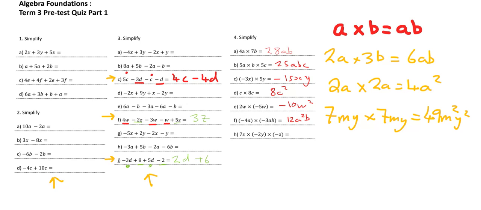And here we've got a negative multiplied by a negative is a positive. So we've got 2 times 7 is 14.